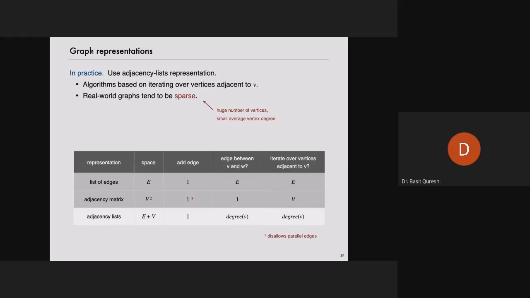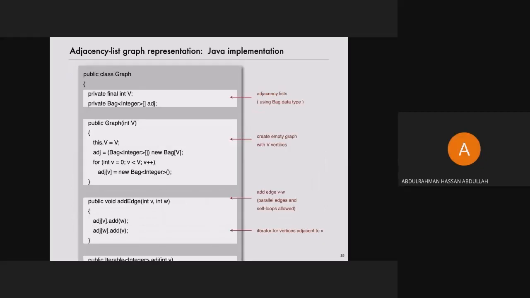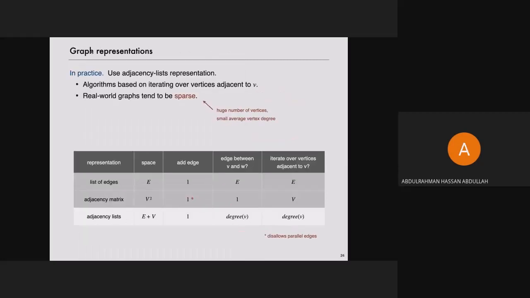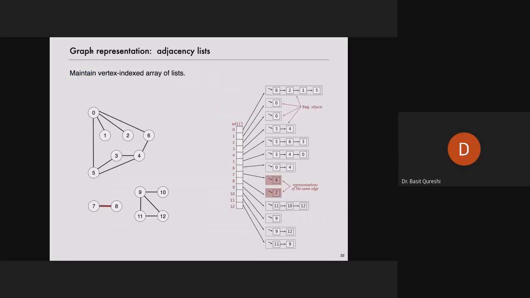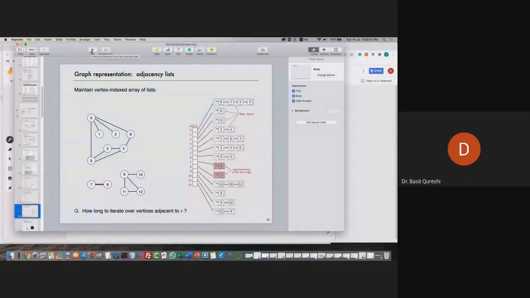Is everything clear? The last two on the right, degree V. What does it mean? Degree is the number of connections. See here, I explain it. So, for example, degree is the number of connections for a vertex.